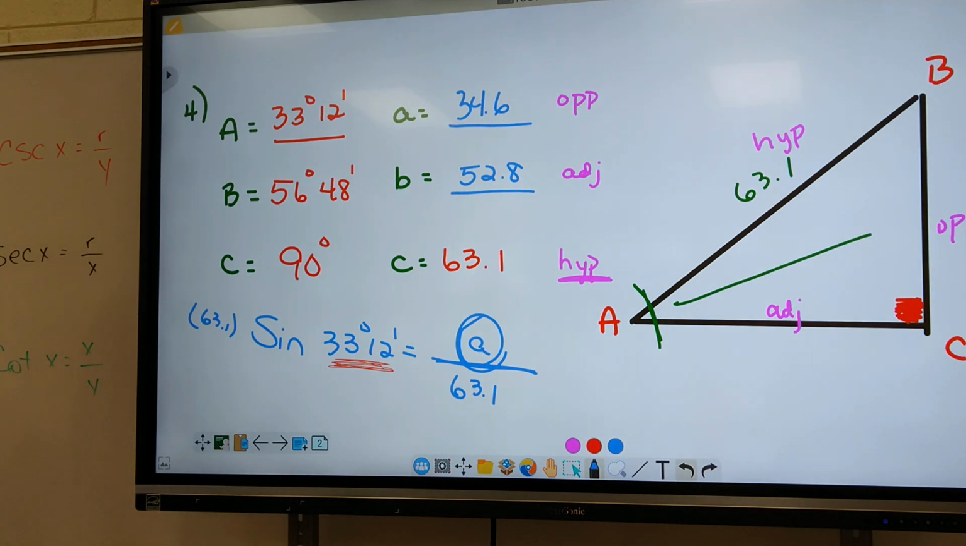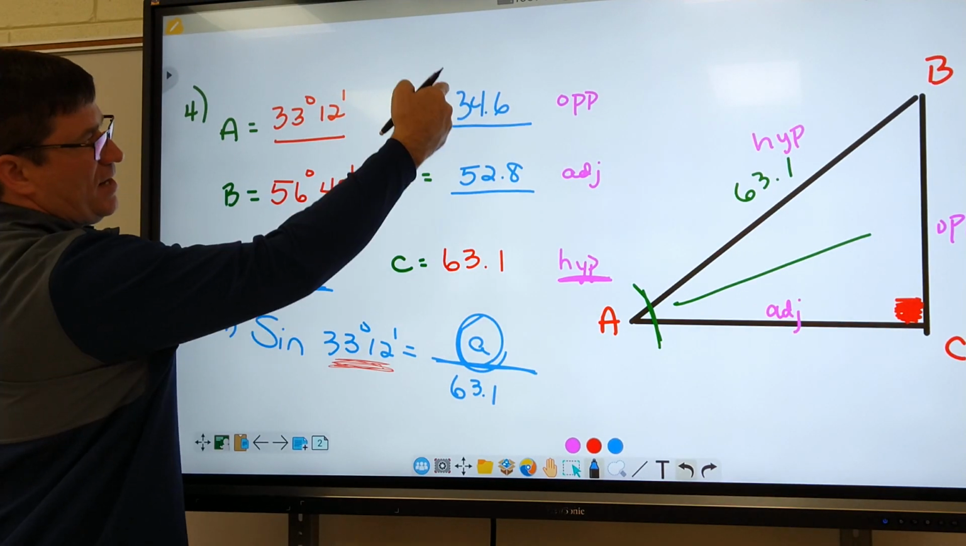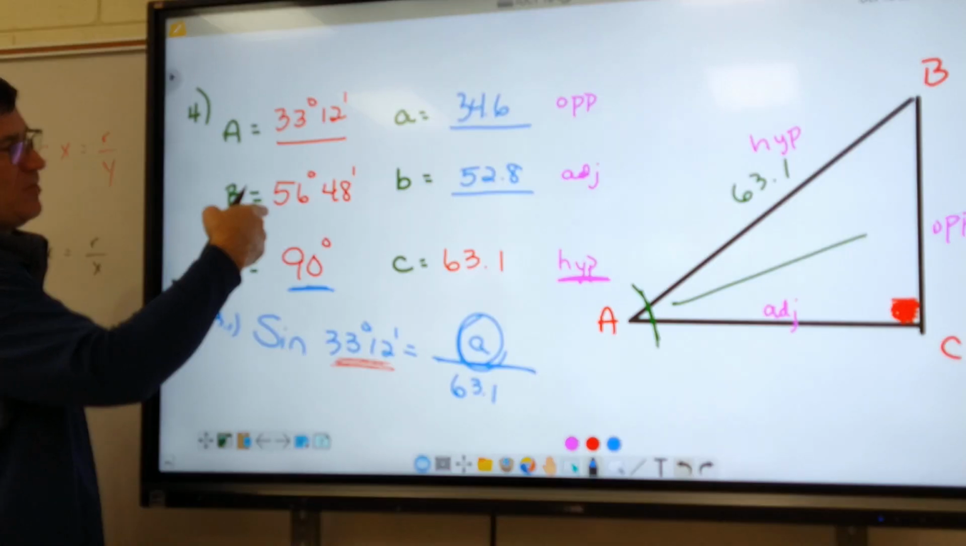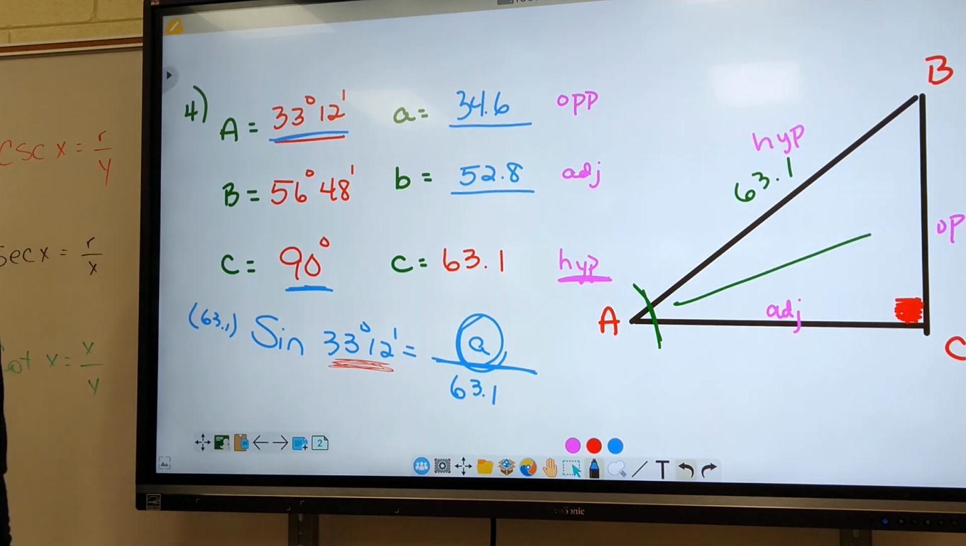All right, Ada, one way you can check your work. My biggest angle is C. It should have the biggest side, and it does. My smallest angle on this one is A. It should have the smallest number over here, and it does. So I pretty much know I'm right.